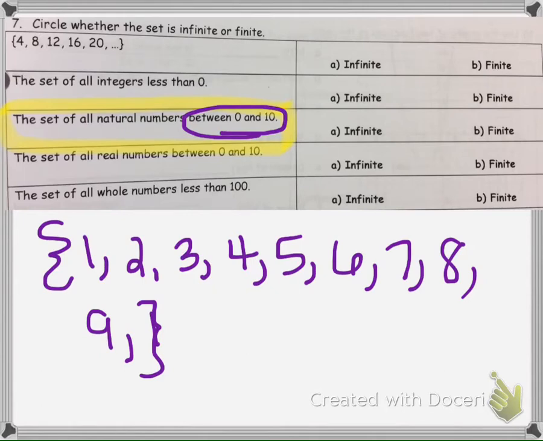So natural numbers are not decimals, they're not fractions. Think of like when you naturally count. The numbers you naturally count with are 1, 2, 3, 4, etc. So that means that this is finite because there's only those 9 numbers. There's not an infinite amount of numbers.